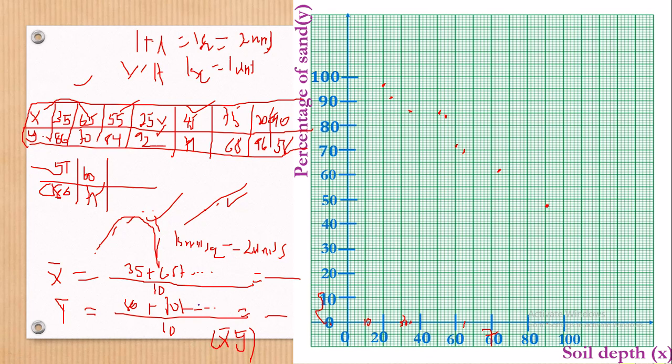In fact, x bar is going to be roughly 55. When you add all the x values and divide by the number, which is 10, you get 55. When you add all the y values and divide by 10, you get 70. In fact, simply 80, like that. Now you must plot these two. Remember, this one is for x, this one is for y.